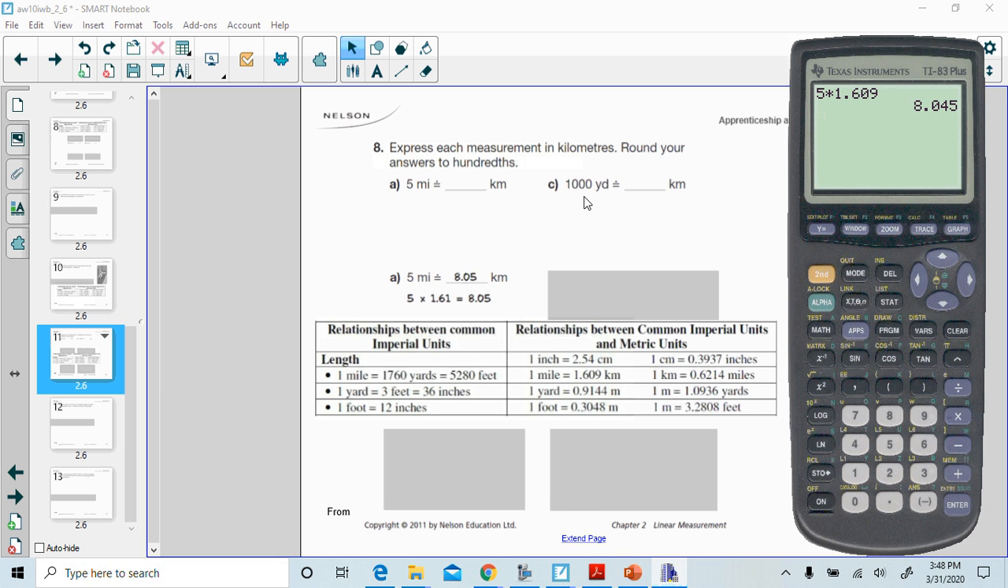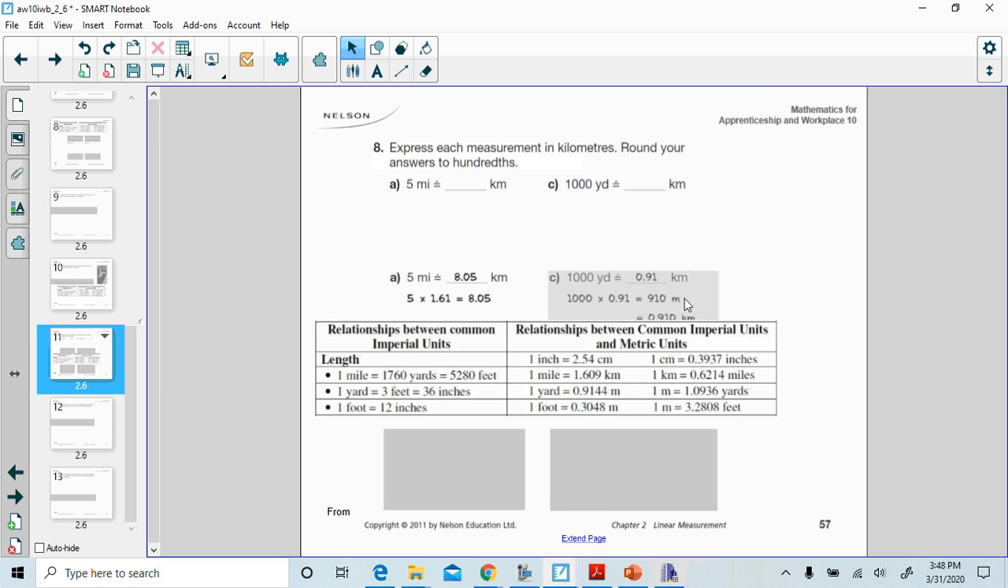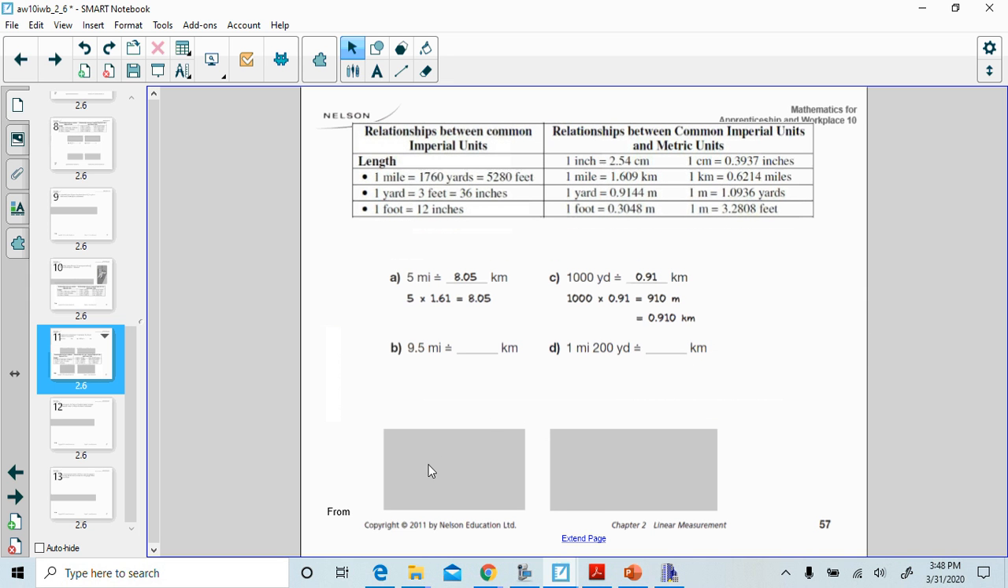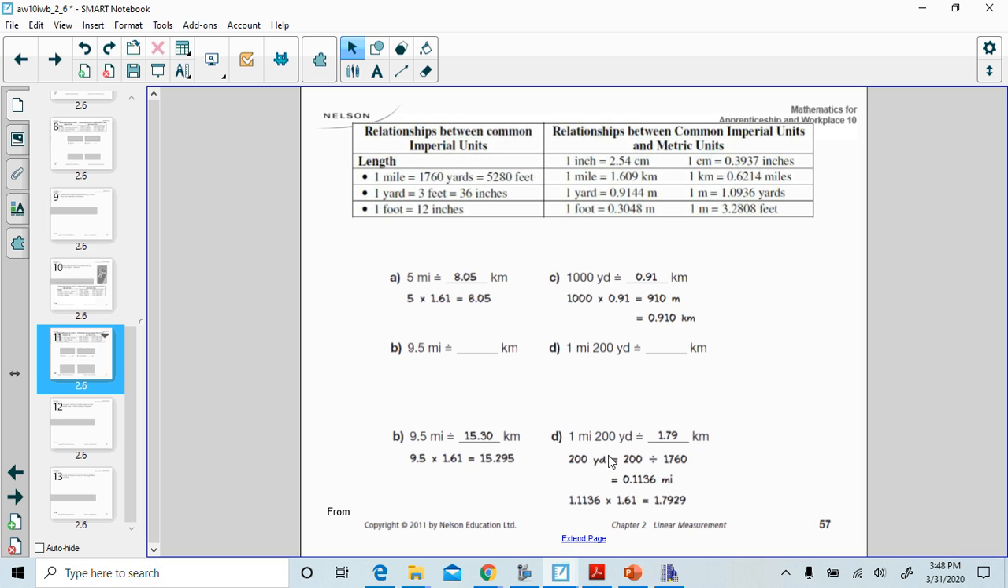And then here, 1,000 yards converted to kilometers. We're taking the converter here from yards to meters, and then working with that by dividing by 1,000 to get back to kilometers. Remember, when you move to a larger unit, divide. When you move to a smaller unit, multiply. B and D, you can see here as well. Same kind of steps. Multiply by that converter.